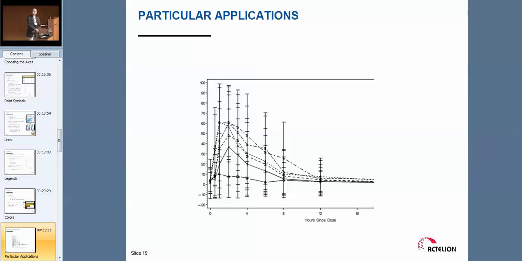Now some applications. That's something that we received last year. That's one of the ugly examples. So we have hours after dosing on the x-axis. And we have concentration on the y-axis. And we have the average concentrations per dose group, all at the same point in time.